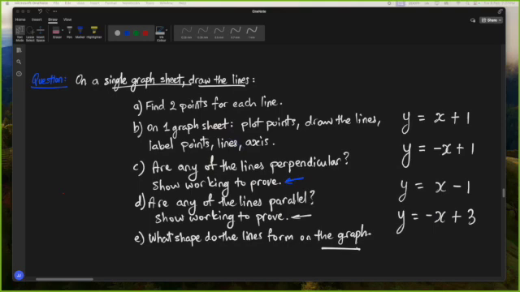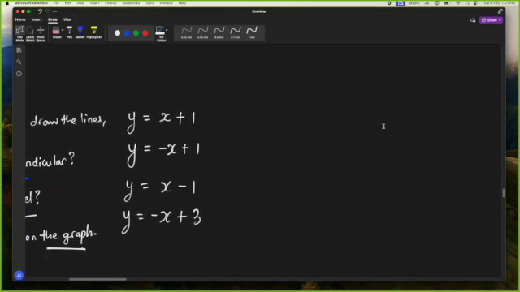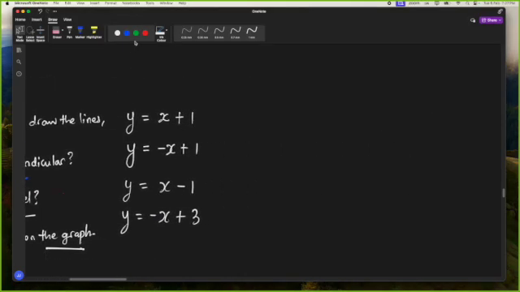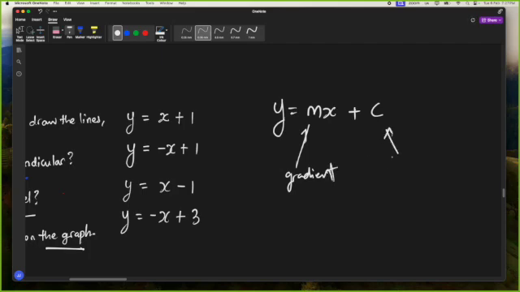They all have a very special form. All of the equations are actually of the form y is equal to mx plus c, where m is the gradient and c is the y-intercept, right?